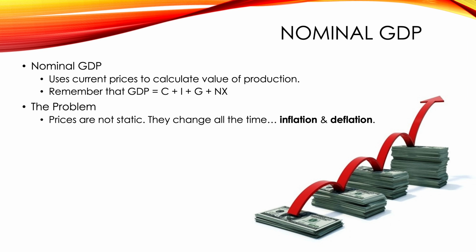And so if you're trying to compare time periods, if you want to compare this year's GDP to last year's GDP, that can be tricky to do because prices might be different in one year than they are in a different year. So it's almost like trying to measure something using yardsticks which are constantly changing. That's what money is, right? Money is just a measurement of value, but it changes all the time.